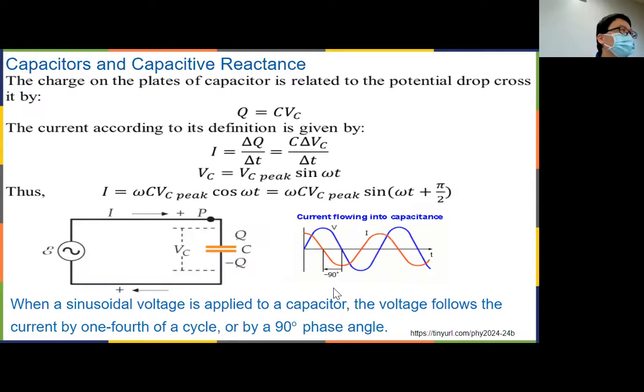On the other hand, for a capacitor in an AC circuit, the current is actually leading the voltage by 90 degrees. So you will get a current as a sine function of omega t plus pi over 2 in that case.